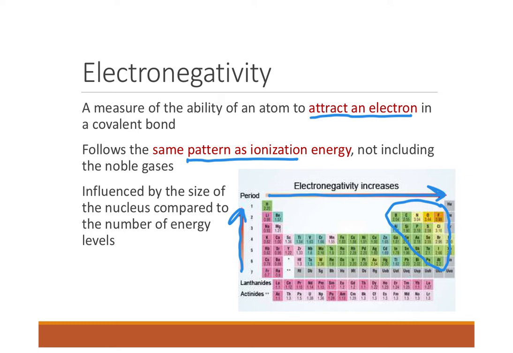Electronegativity is influenced again by the size of the nucleus compared to the number of energy levels, because a larger number of protons are going to be able to hang on to those electrons better in a covalent bond, and the smaller number of energy levels means the closer those electrons are to that nucleus. So again, more grabbing power, or higher electronegativity.